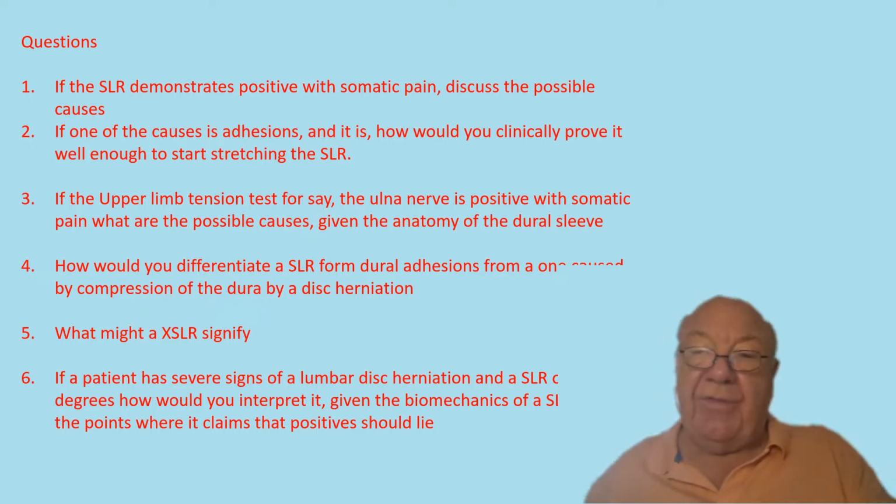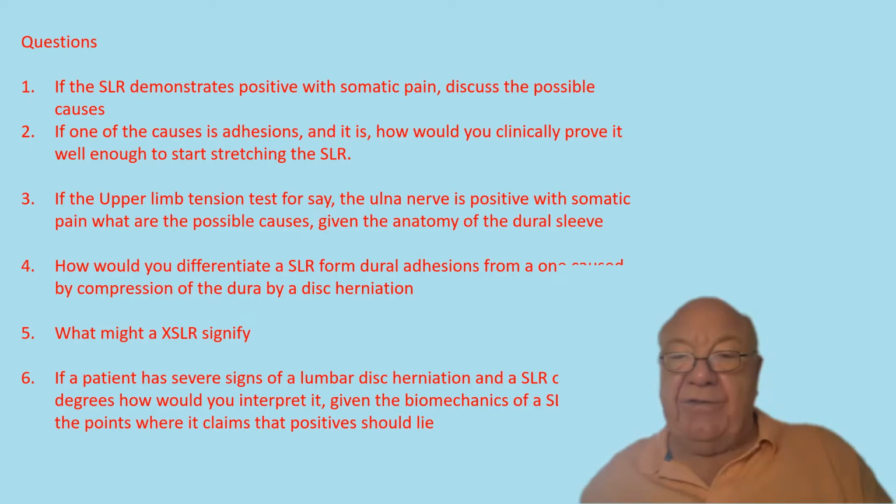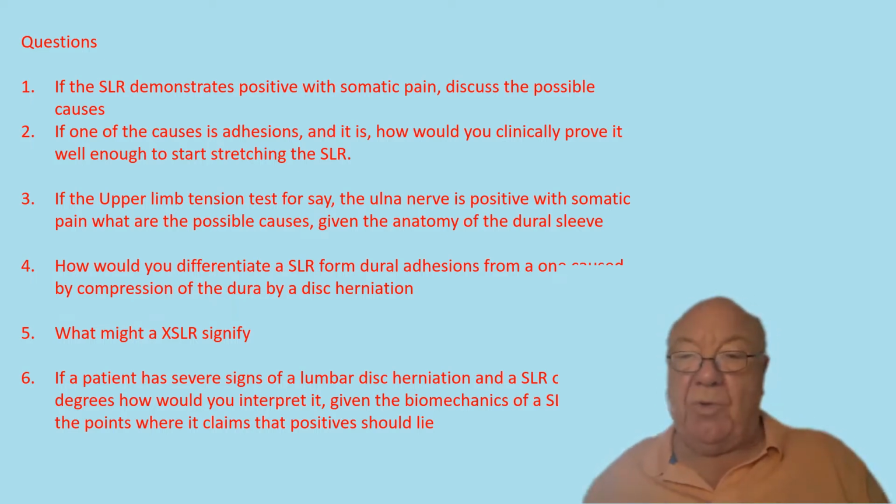And then you can start thinking of stretching, but when you do so, do it carefully. Number 3, if the upper limb tension test for, say, the ulnar nerve is positive with somatic pain, what are the possible causes given the anatomy of the dural sleeve? Well, as we said, the dural sleeve is attached to the transverse processes.